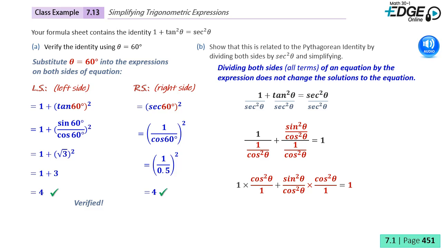When we divide by a fraction, it's like multiplying by its reciprocal. We see that happen twice here. Our equation simplifies to cos squared plus sine squared equals 1 and confirms that this is another version of our Pythagorean identity.